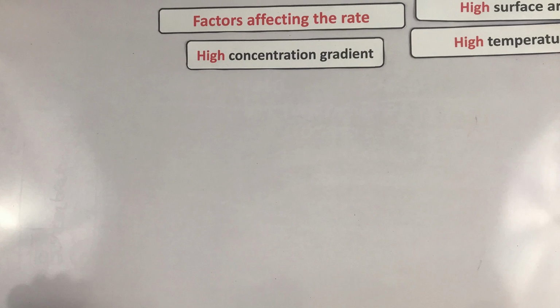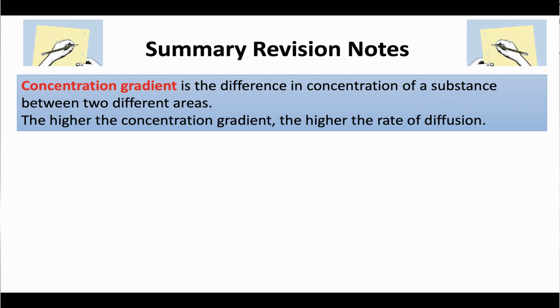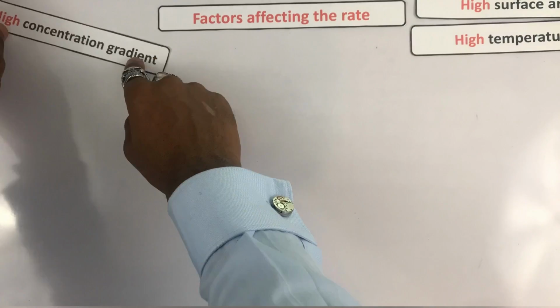Quick recap. Concentration gradient is the difference between concentration of a substance between 2 different areas. The higher the concentration gradient, the higher the rate of diffusion.